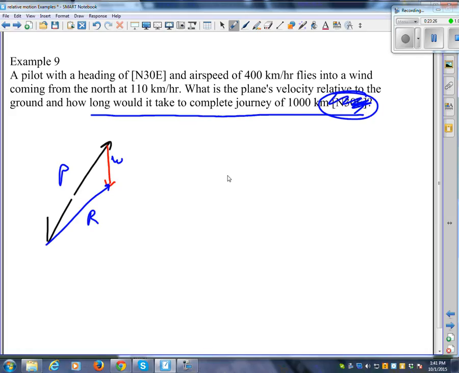What are the steps to vector addition? First thing is to break it into x and y components, right? So we're going to draw our north 30 east, and it's an airspeed of 400. So it looks like that. I'm going to label this Px, and I'm going to label that one Py. Plane x, plane y.